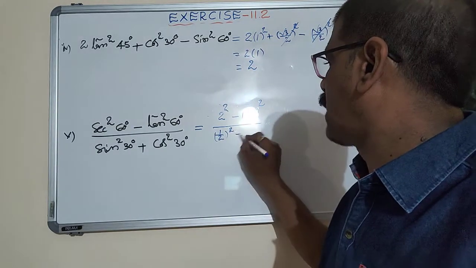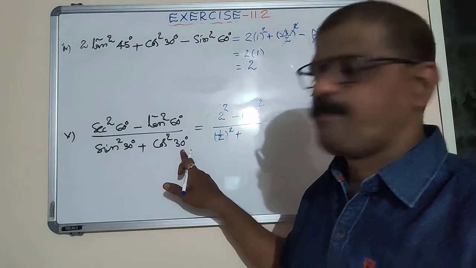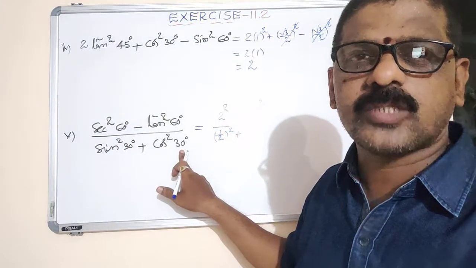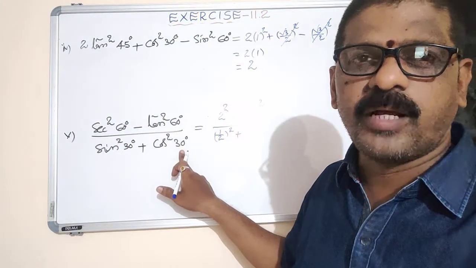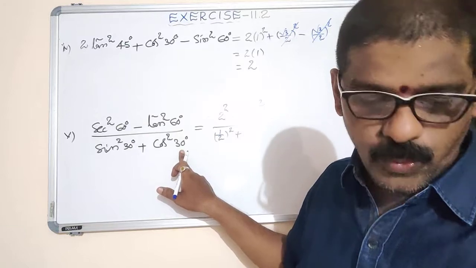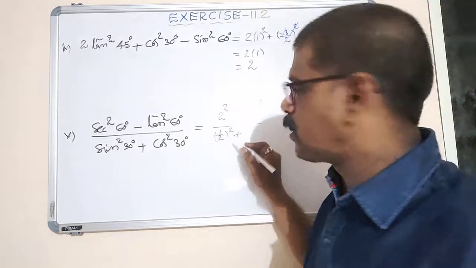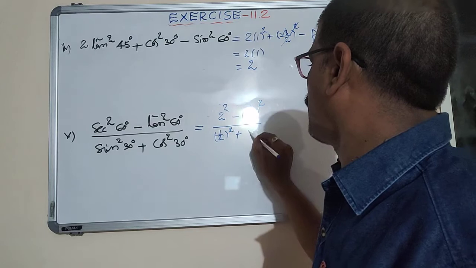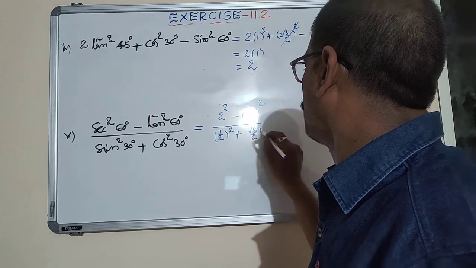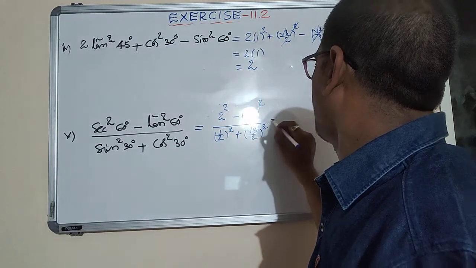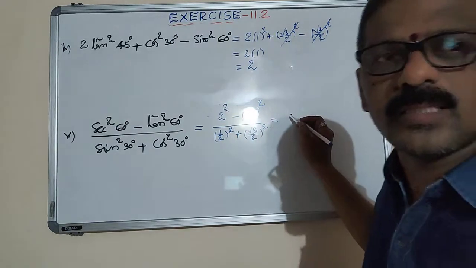The sign is plus cos square 30. Cos square 30 value is, that means cos 30 value is how much? Root 3 by 2. Cos 30 value is root 3 by 2. Cos square 30 value is root 3 by 2 whole square. Clear? That is equal. 2 square value is 4.